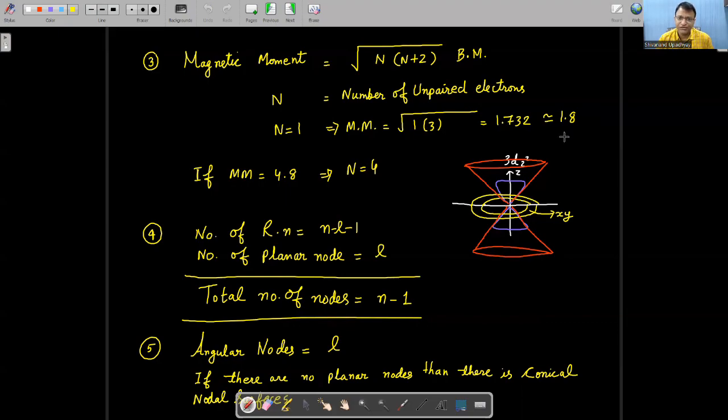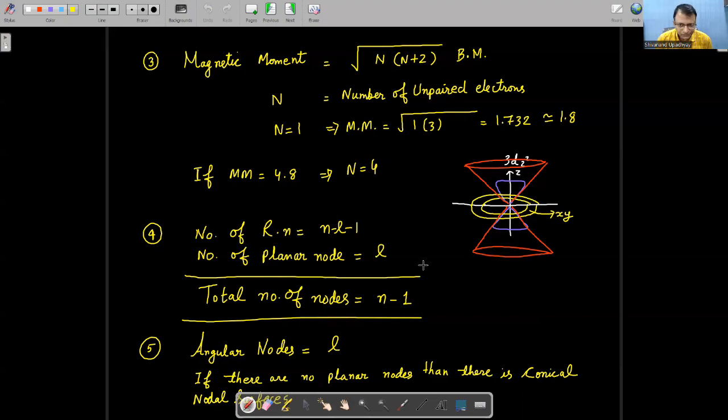So there is a trick. If you remove that decimal part, you will get the number of unpaired electrons. Like if the magnetic moment is given as 4.8, you remove this 0.8, and the integer value will give you the number of unpaired electrons. Whatever value they have given, like 3.8 or 3.7, remove the 0.7, and you will get the number of unpaired electrons. So this is a trick to know the number of unpaired electrons. Otherwise you can do the calculation and find it out mathematically, right?